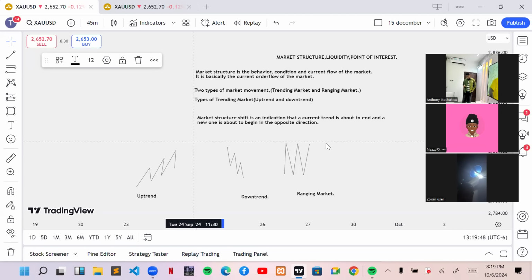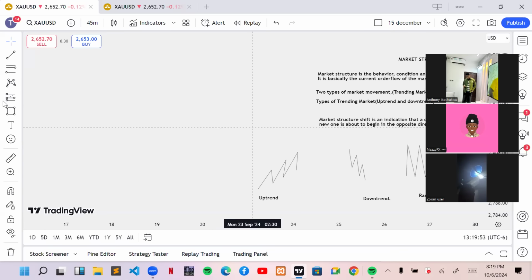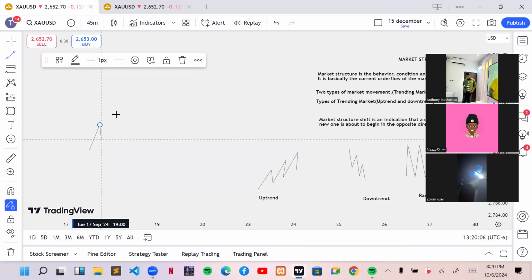Now, what do I mean by this? Market structure shift works majorly for trending markets. Let me give you an indication of a market structure shift. Let's say price was previously on an uptrend. You see the market making a series of higher highs and higher lows. Instead of making another higher low to continue the uptrend, the market does something like this. Now, if you're not paying attention, the market structure has shifted. That's why it's called market structure shift.